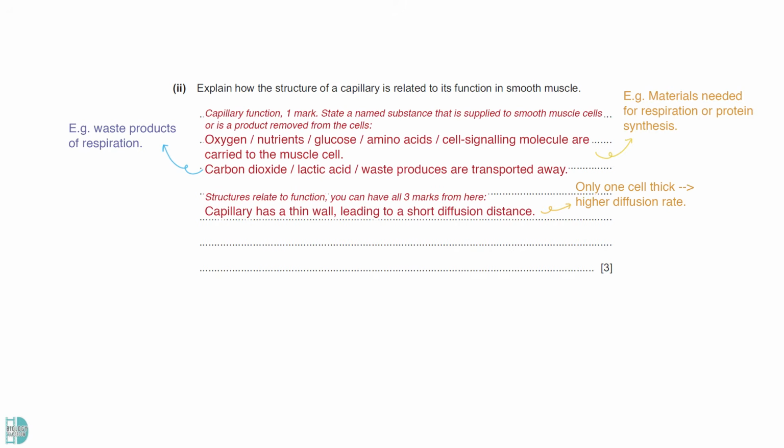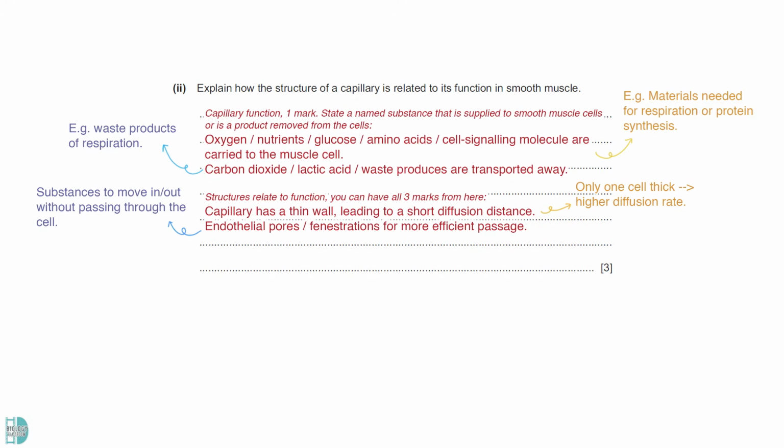A capillary has a thin wall. It is only one cell thick. This creates a short diffusion distance, increasing the rate. The wall has many pores or fenestrations. This allows substances to move in or out without passing through the cell, leading to a more efficient passage. Endothelial pores also allow the passage of phagocytes such as monocytes and neutrophils. They can move to the site of infection and perform phagocytosis.